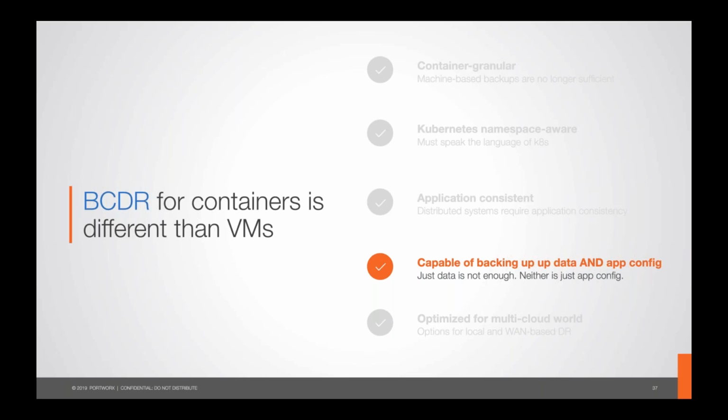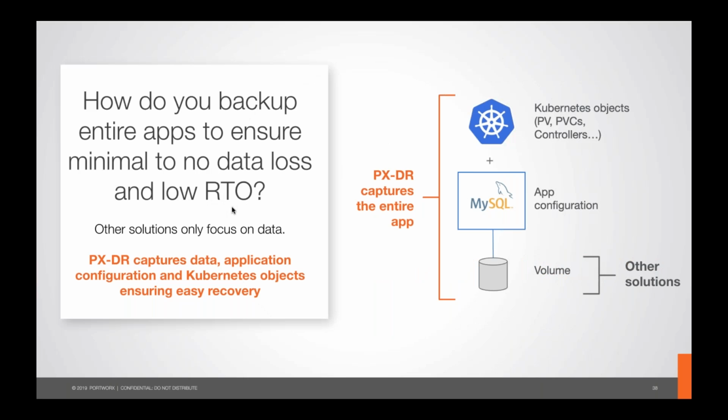The next point is that backing up a Kubernetes application isn't just about backing up data. It's also about backing up application configuration. Just the data is not enough. A Kubernetes application is composed of a volume, app configuration, and then Kubernetes objects. And there can be dozens of these Kubernetes objects, and that configuration specifies how containers communicate to each other.